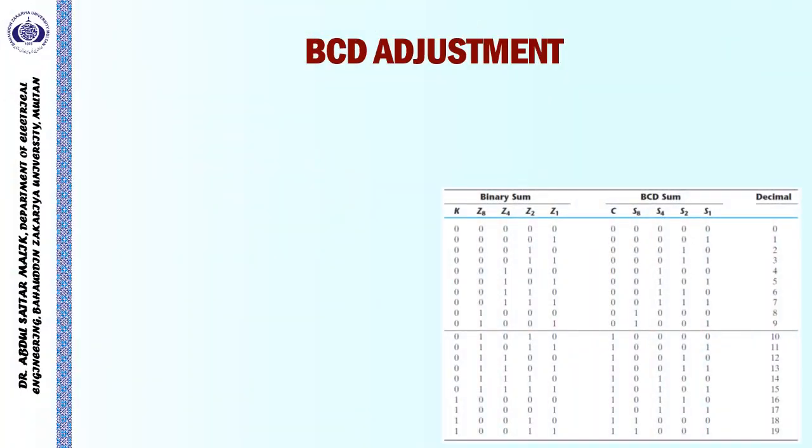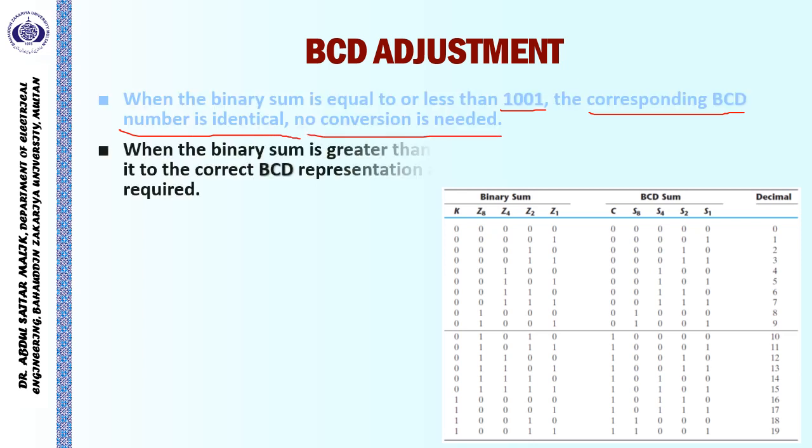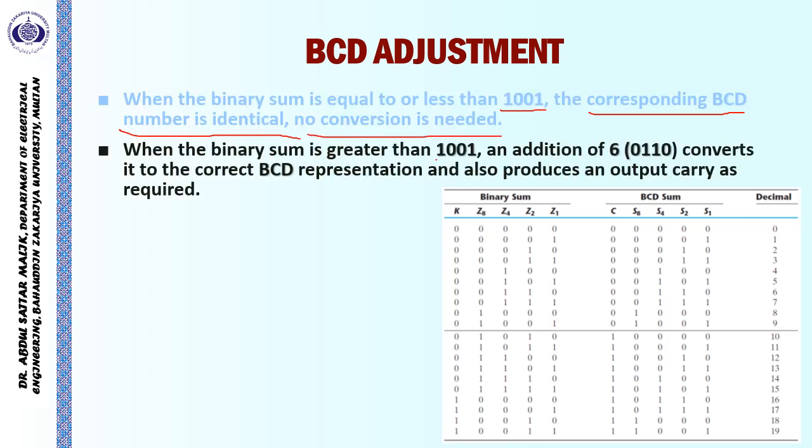Here we have reproduced the table that we were discussing in the previous slide. When the binary sum is equal to or less than 9, the corresponding BCD number is identical, no conversion is needed. When the binary sum is greater than 9, an addition of 6, 0 1 1 0, converts it to the corresponding BCD representation and also produces the output carry as required.